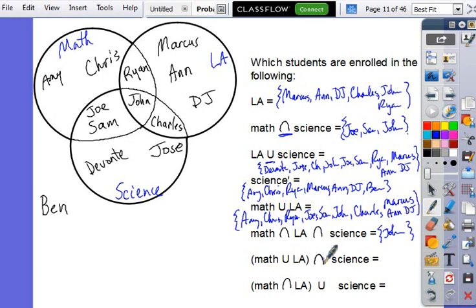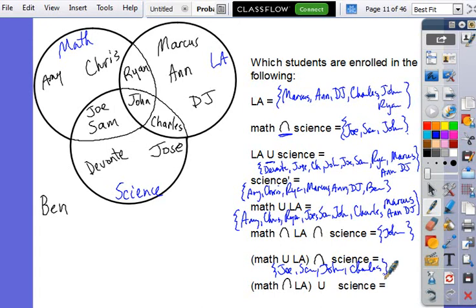So now I'm looking at this group and science. So who's in the math or language arts group? All of them. And science at the same time? It's got to be Joe, Sam, John, and Charles. Science: Joe, Sam, John, Charles. Is that right? Yeah, that's right. Let me double check that.